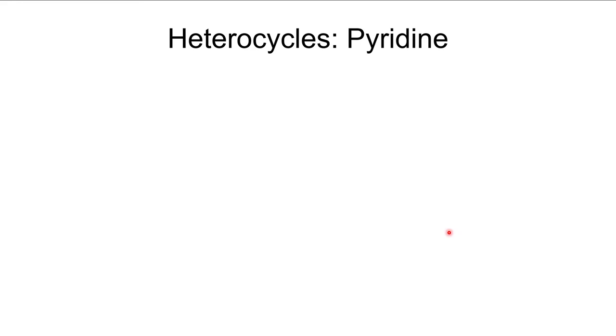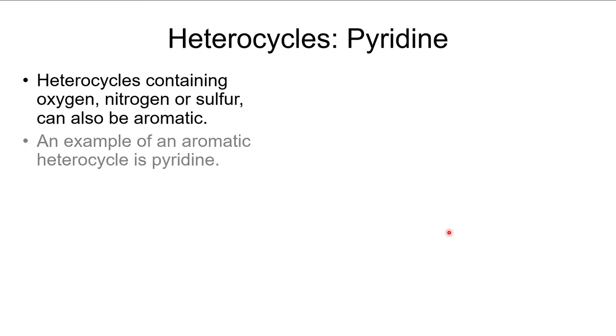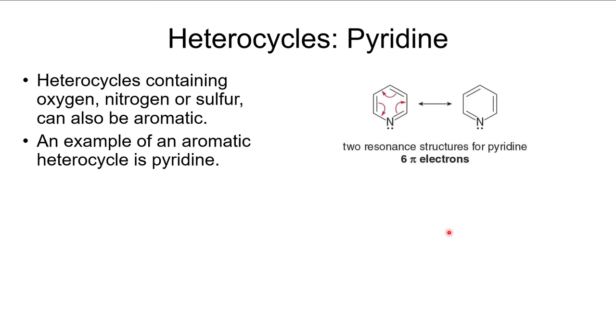Next, we want to look at heterocyclic aromatic hydrocarbons. These are compounds that contain carbon, hydrogen, and something else. And the something else is usually oxygen, nitrogen, or sulfur. There are other possibilities. Those are the most common, with nitrogen and oxygen being our most commonly observed ones. One of the examples is one that we've talked about before and that we're going to use again this term, and that is pyridine.